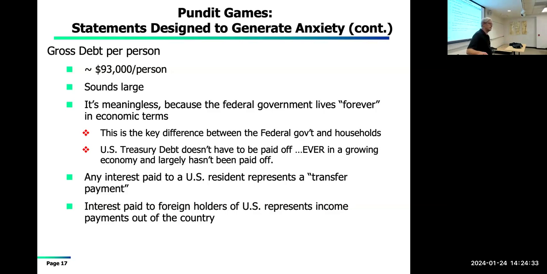Yes. There are examples of that, but not of the kind of economies of the United States. So they're called sovereign debt crises. And I got a slide on that. I'll show you in a minute.